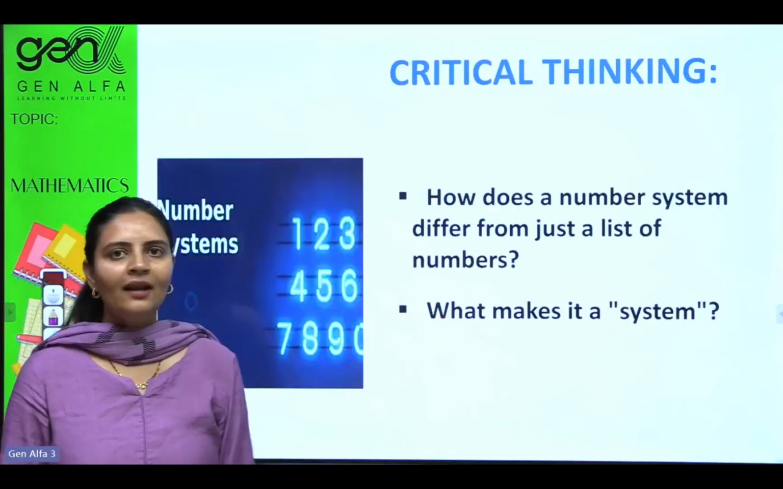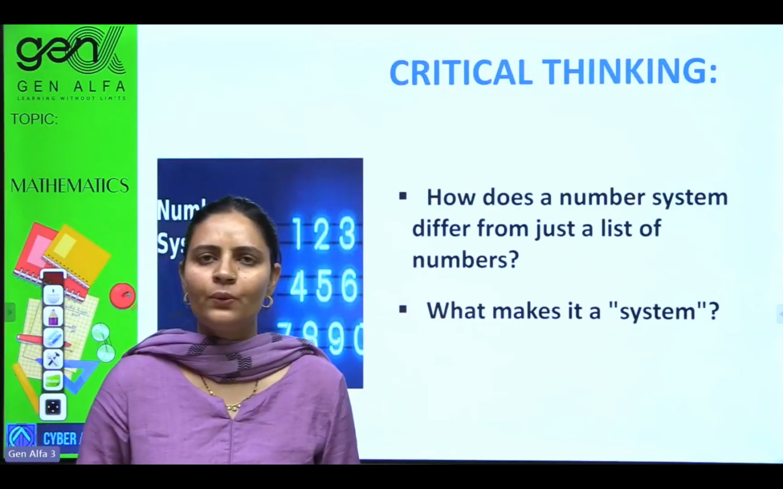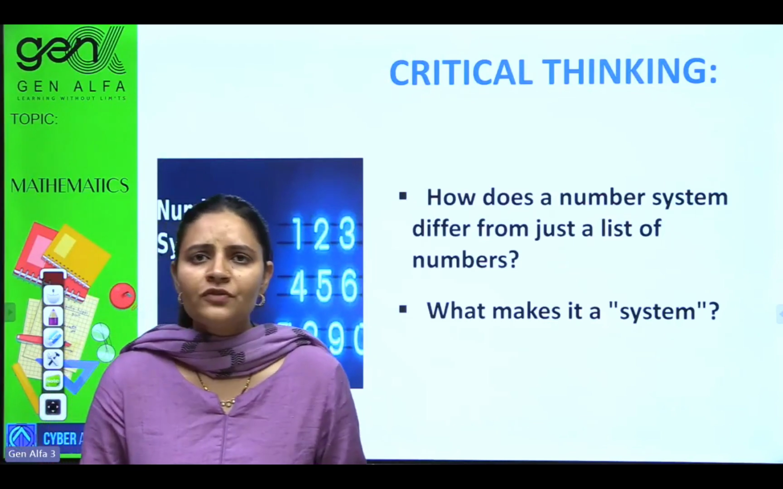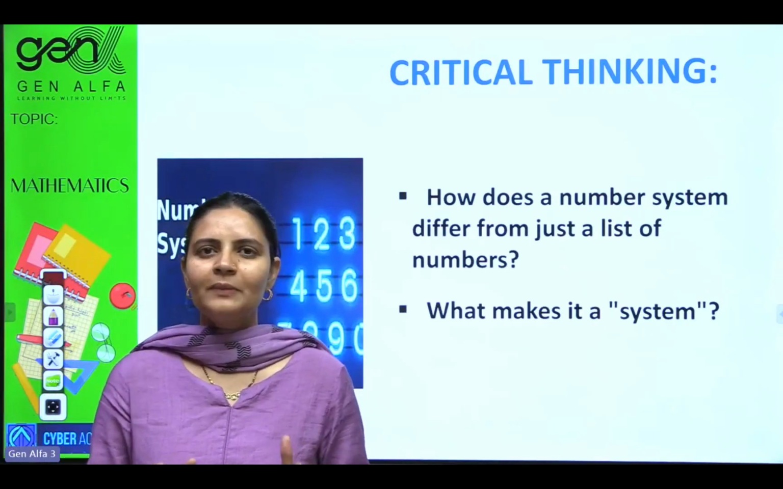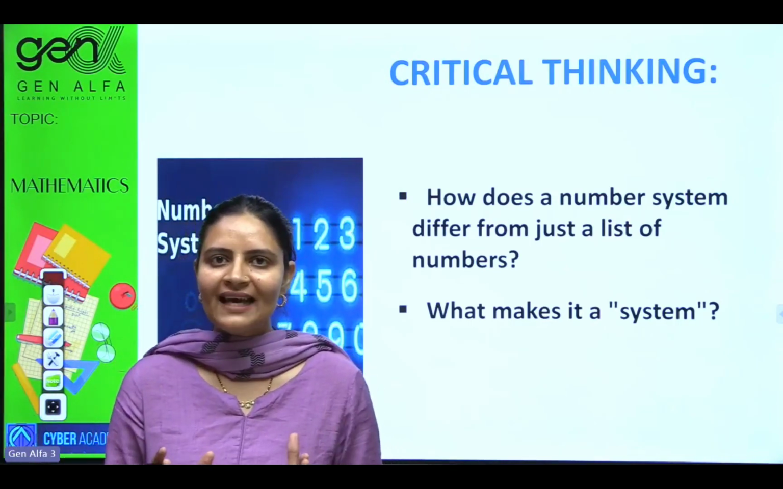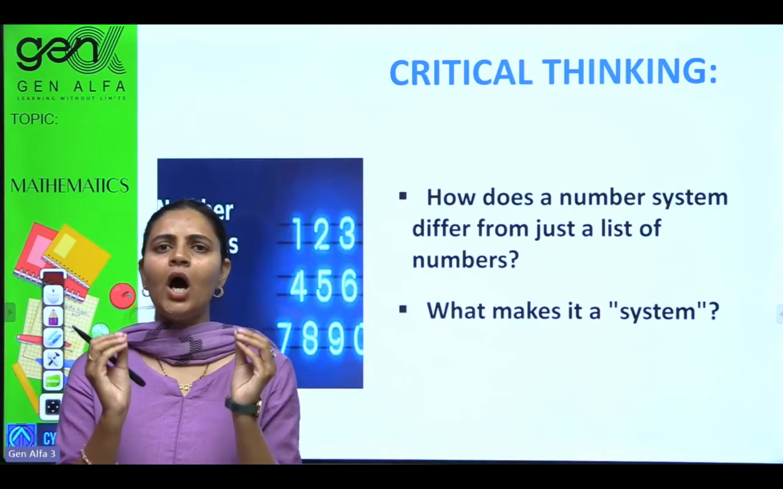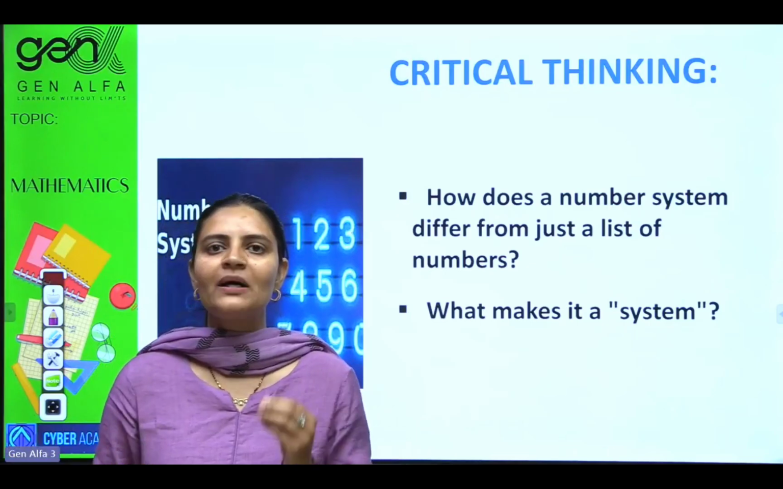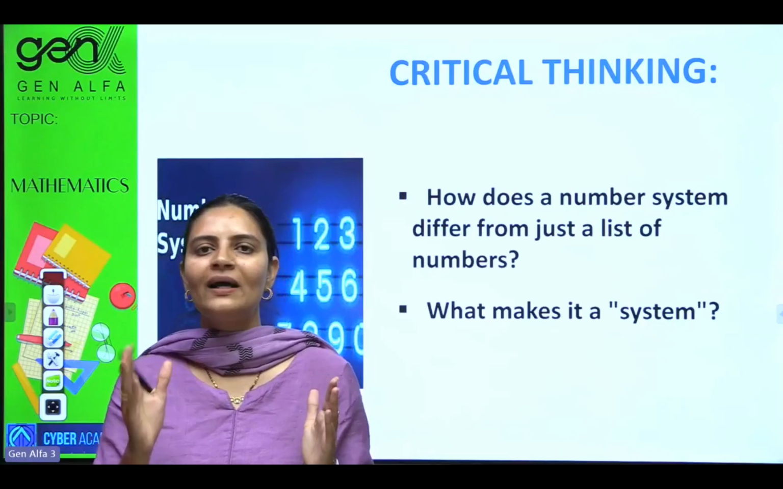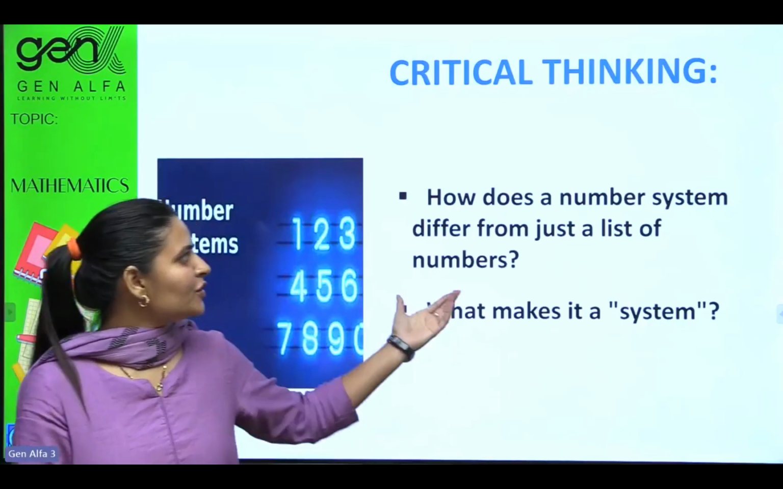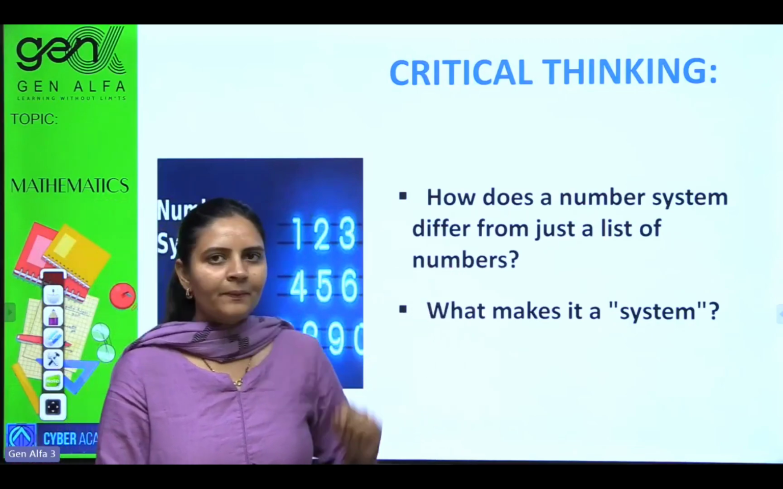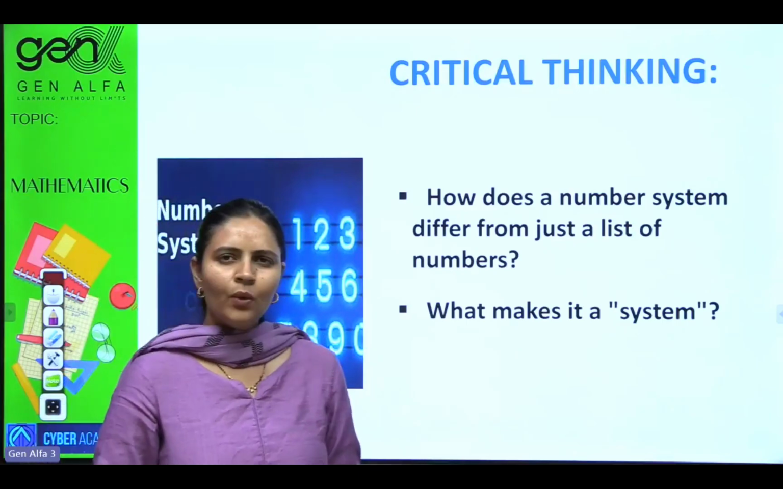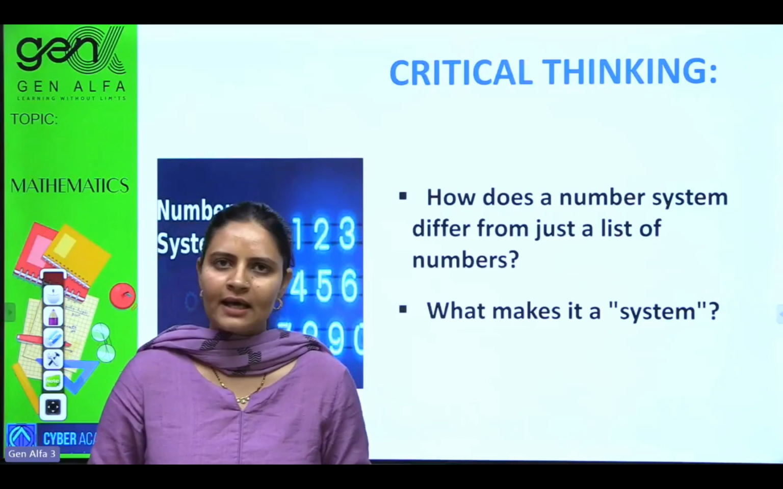First of all, let me tell you a story. A long time ago, when there were no smartphones, no clocks, no pen and paper, people still needed to count. Let's suppose a shepherd, how would he count his sheep? Not with pen and paper, but with pebbles. One sheep, one pebble. So the question arises, how is a number system different from just a list of digits? What makes it a system? What do you understand by that?